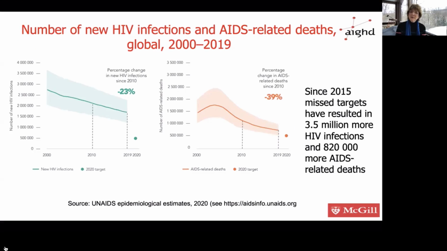Now, if we look at the number of new HIV infections and AIDS-related deaths over the decade, we see that there have been reductions, 23% reduction in new HIV infections, 39% reduction in AIDS-related deaths since 2010. However, UNAIDS estimates that since 2015, the missed targets have resulted in 3.5 million more HIV infections and 820,000 more AIDS-related deaths than would have been the case had the targets been met.